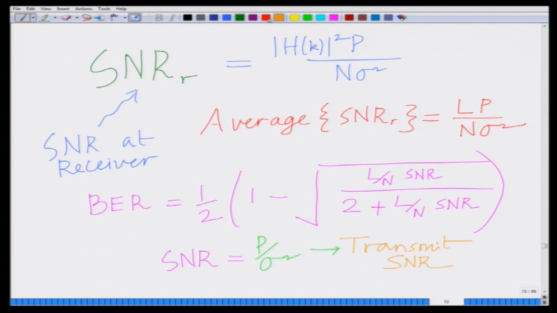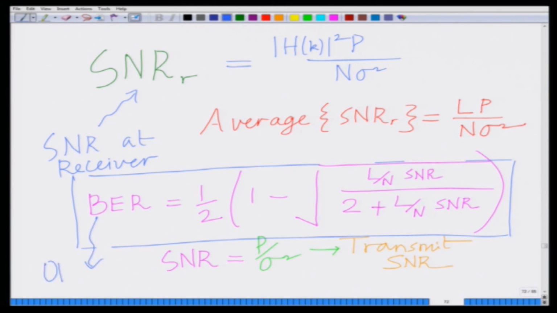Let me box this so that it is clear for all of you to refer to. The bit error rate of this OFDM system is half into 1 minus square root of L over n SNR by 2 plus L over n SNR. This is the bit error rate of my OFDM system.